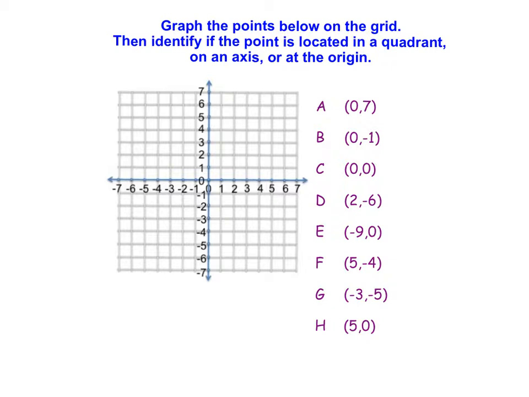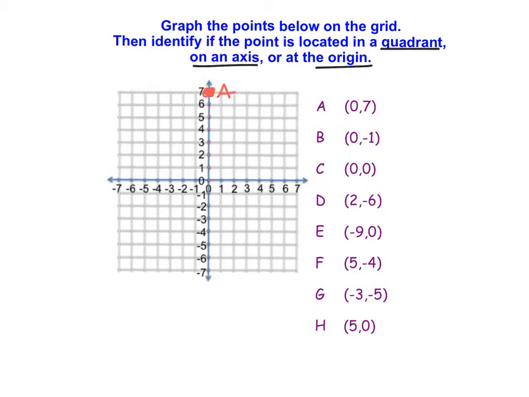So now what we're going to do on this slide is we're going to graph the points below, and then we're going to identify if the point is located in a quadrant, and which quadrant, on an axis, and which axes, or the origin point itself. So we're going to start with point A. That's where x is 0 and y is 1, 2, 3, 4, 5, 6, 7.